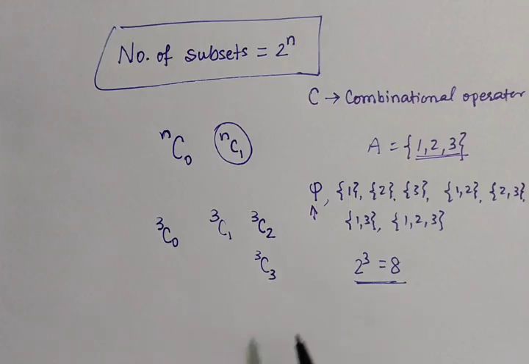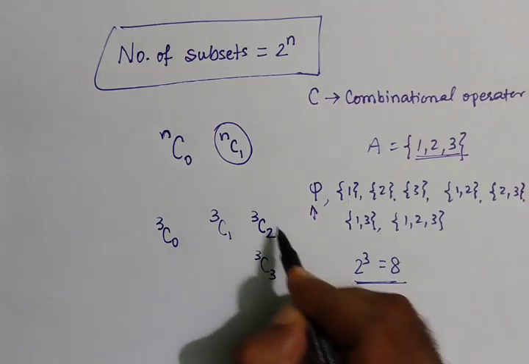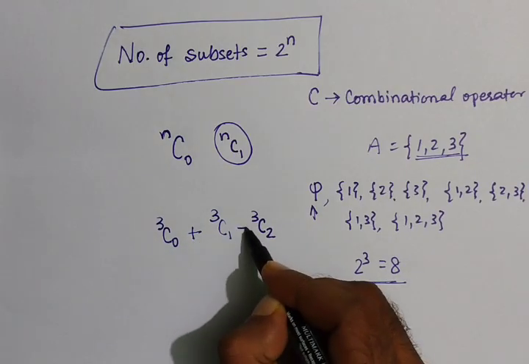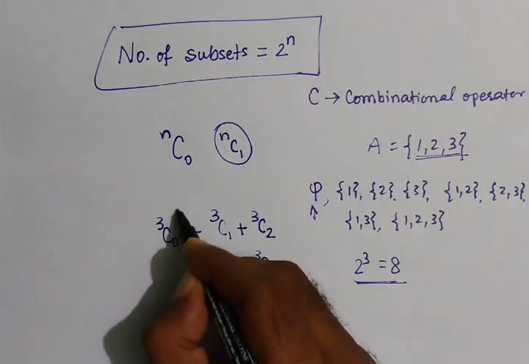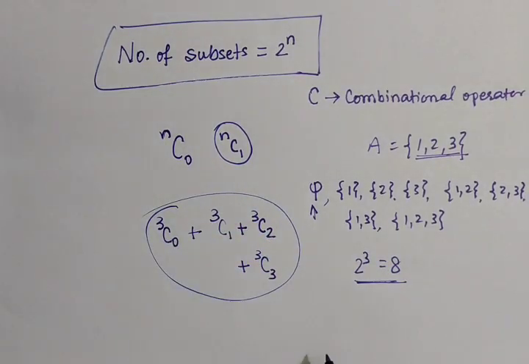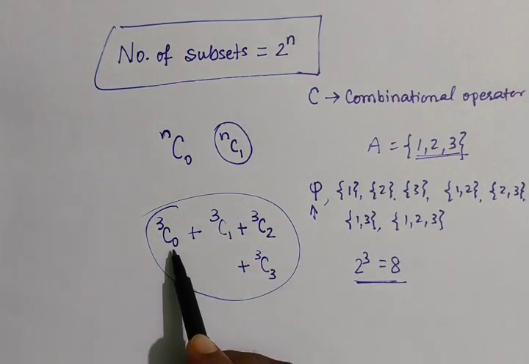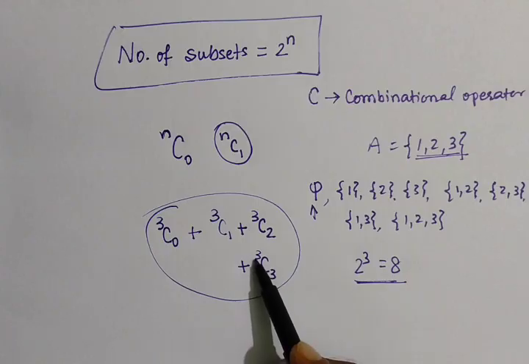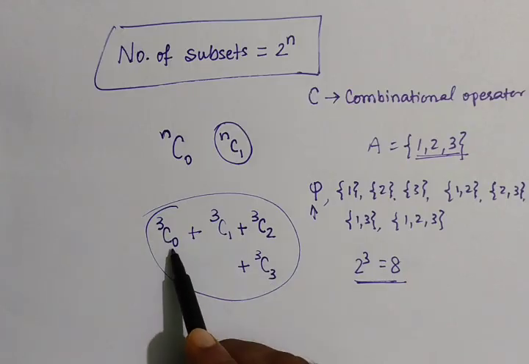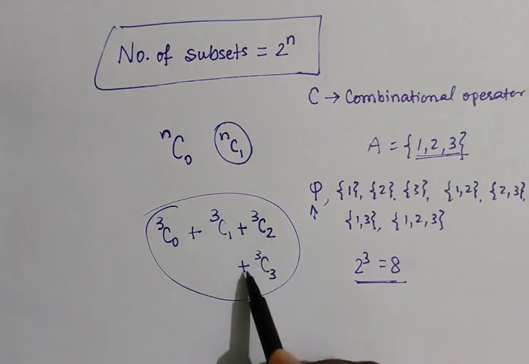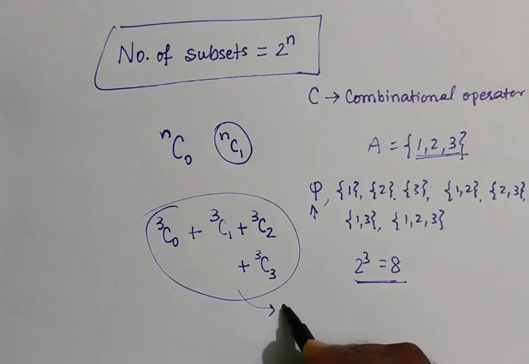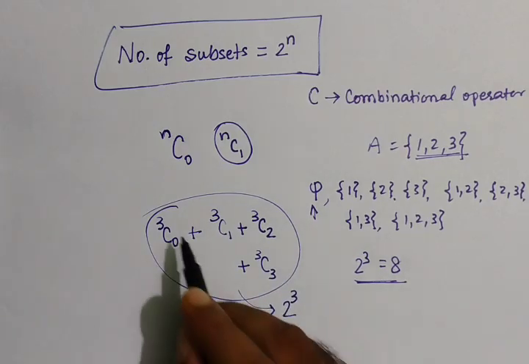3C0. Now when we add all these, 3C0 plus 3C1 plus 3C2 plus 3C3, because minimum we can select 0 and maximum we can select 3 out of 3 entries. When we add all these outcomes, we will get 2 power n, that is 2 power 3 in this particular case.